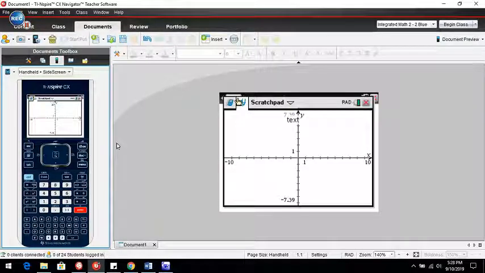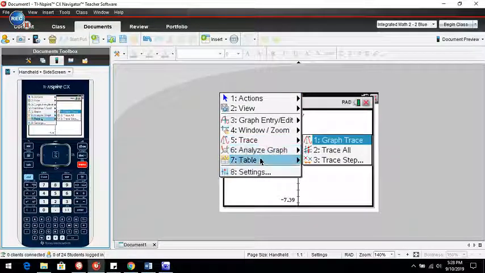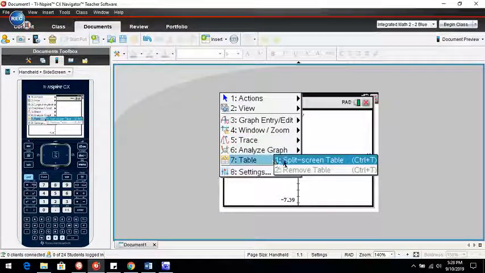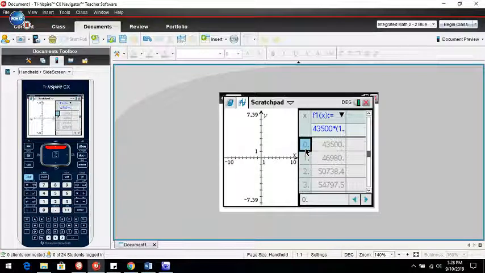So I'm going to press menu, table, split screen table. Now I'm not worried about the graph today, so I'm just going to use the table and I'm going to go backwards to year 0. And my cousin actually started 3 years prior to me, so I'm actually going to go backwards to -3.